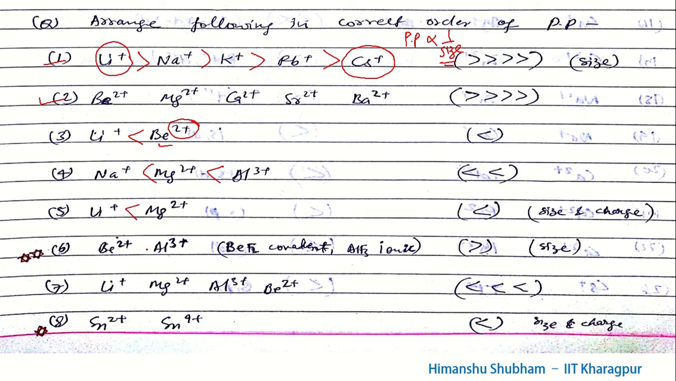So the polarizing power will follow this order. For Be2+ and Al3+, we know that the size of Be2+ is less, so its polarizing power will be greater compared to Al3+. For Li+, Mg2+, Al3+ and Be2+, the size of Be2+ being minimum, it will have the maximum polarizing power, and Li+ among these will have the least polarizing power. For Sn2+ and Sn4+, due to the greater charge, Sn4+ will have a greater polarizing power.